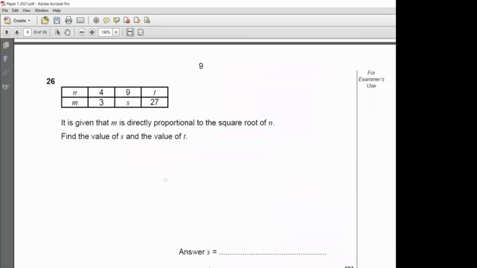Okay, number 26, it is given that m is directly proportional to the square root of n. Find the value of s and the value of t. Now, when we are given that 2 terms are directly proportional, now, directly proportional, what does this mean? It means when one goes up, the other one also goes up.